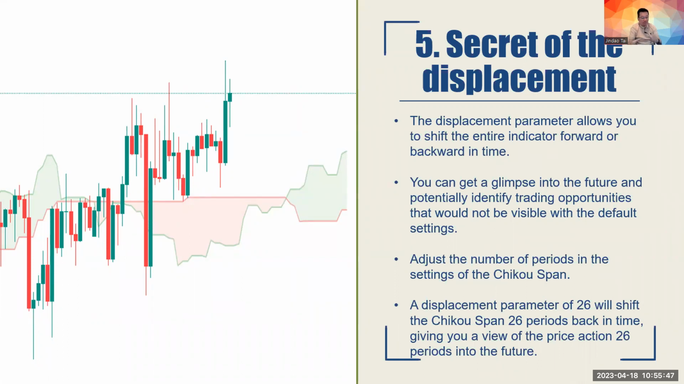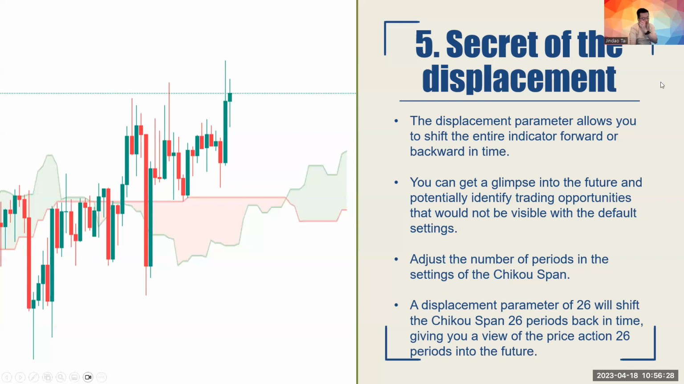future. Wouldn't it be nice to anticipate where price could be heading into the future? So you could use the displacement parameter to get a glimpse into the future, potentially identifying where trading opportunities might be, where price could continue towards. How you would do this is you adjust the number of periods in the settings on the Chikou span. A displacement parameter of 26 would shift the Chikou span periods back in time, giving you a view of the price action 26 periods into the future.